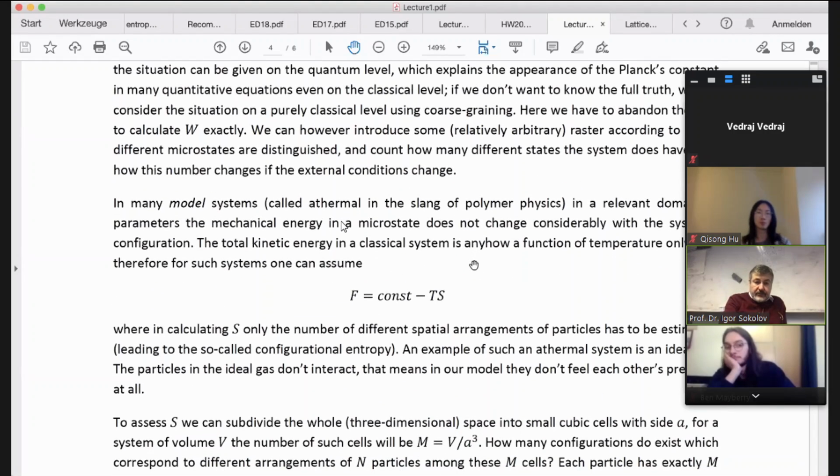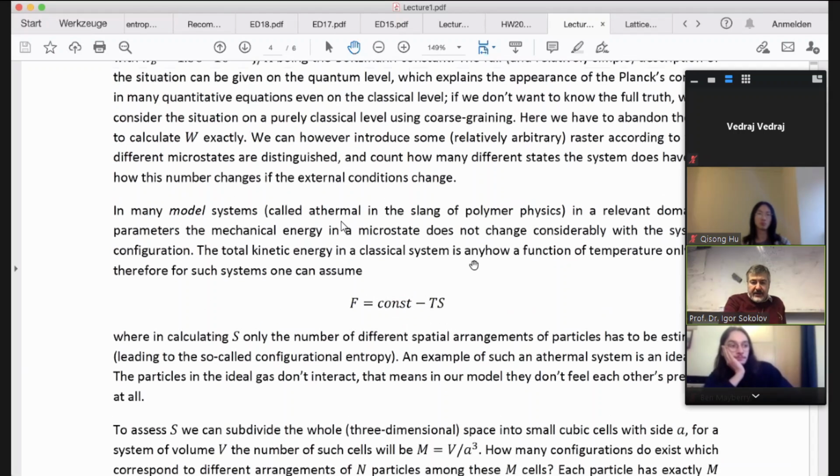Now, before I simply follow this script, and before we consider the examples, let me say that we will mostly play with the models where the internal energy does not depend on the configuration. It's very typical in polymer physics, in models, in approximations. For example, if you have an absolutely flexible chain, or let's say a freely rotating chain, the internal energy does not depend on angles, which are essentially the relevant variables. And in classical physics, the mean kinetic energy is anyhow a function of temperature only. You have kBT half per degree of freedom.